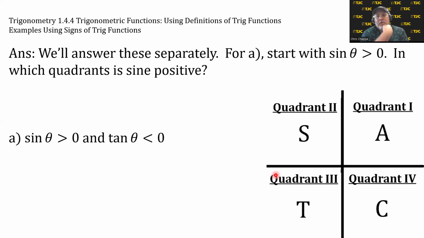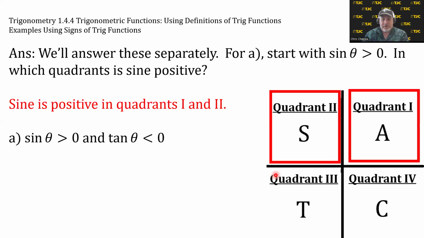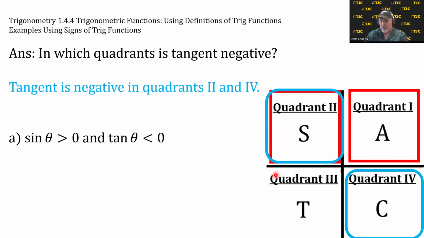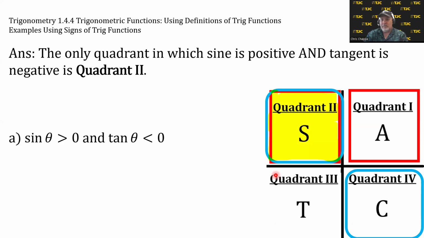And we're going to start with the quadrants in which sine of theta is greater than 0. In which quadrants is sine positive? Well, definitely quadrant 1, but also quadrant 2. Now we find the quadrants where tangent is negative. In which quadrants is tangent negative? Well, it's positive in 1 and 3, so it's negative in 2 and 4. And the only quadrant in which sine is positive and tangent is negative is quadrant 2.